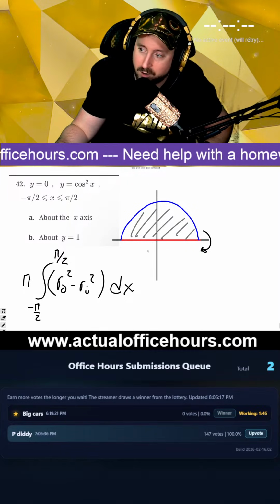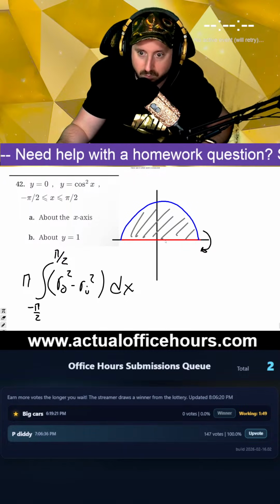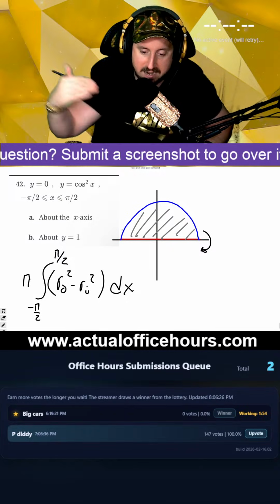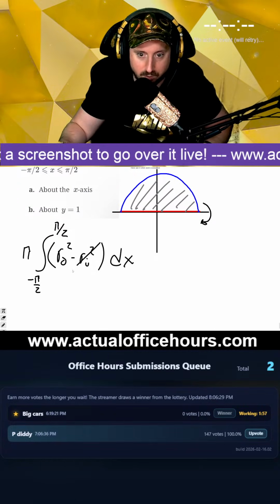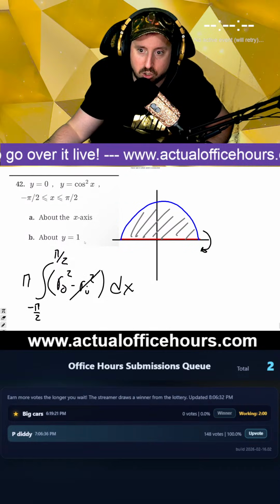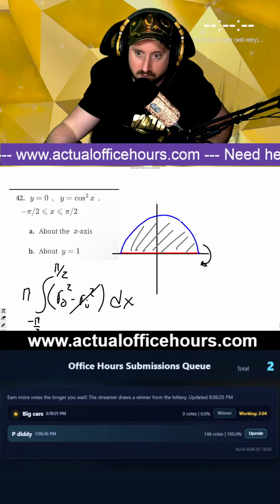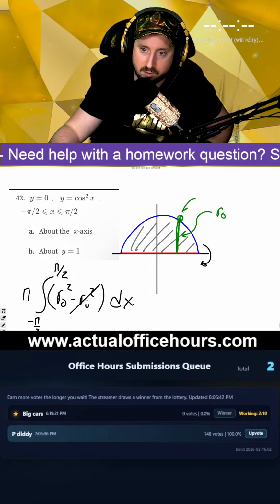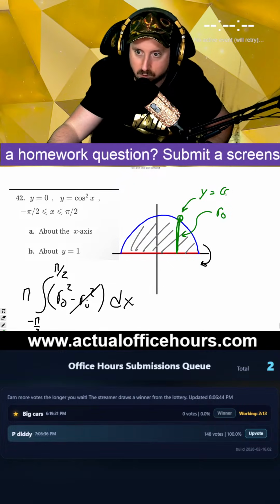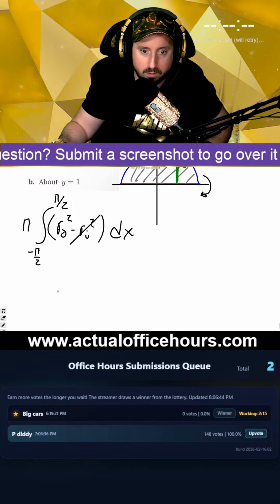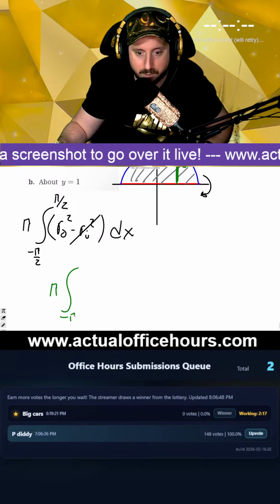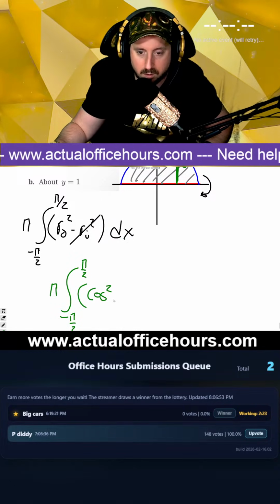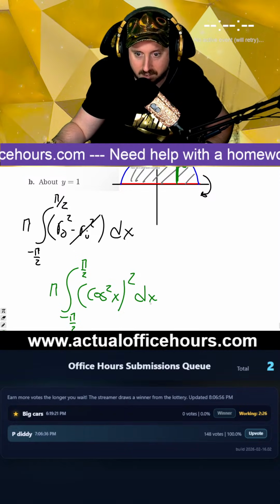And then R outer, R inner, where R inner is 0 because there's no gap, right? The axis of rotation connects to the volume of revolution. So this is 0. So then R outer is just equal to whatever this distance is. This right here is going to be R outer, which is the same thing as the y value of the function, which is cosine squared x. So this is just pi integral negative pi over 2 to pi over 2, and then that's going to be cosine squared of x squared dx.